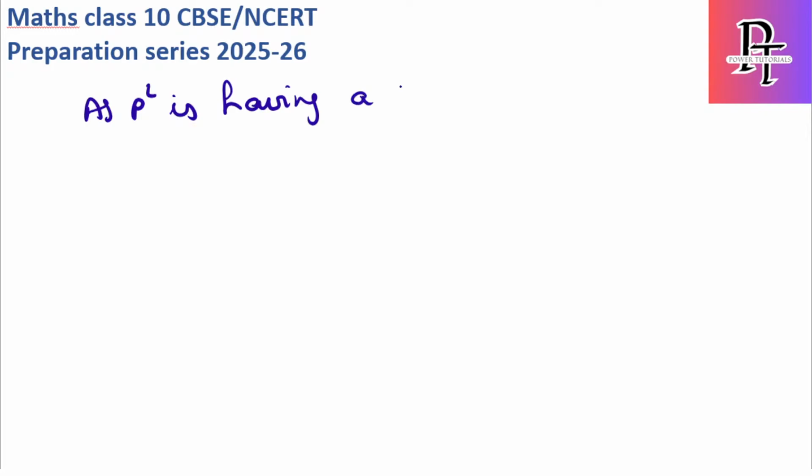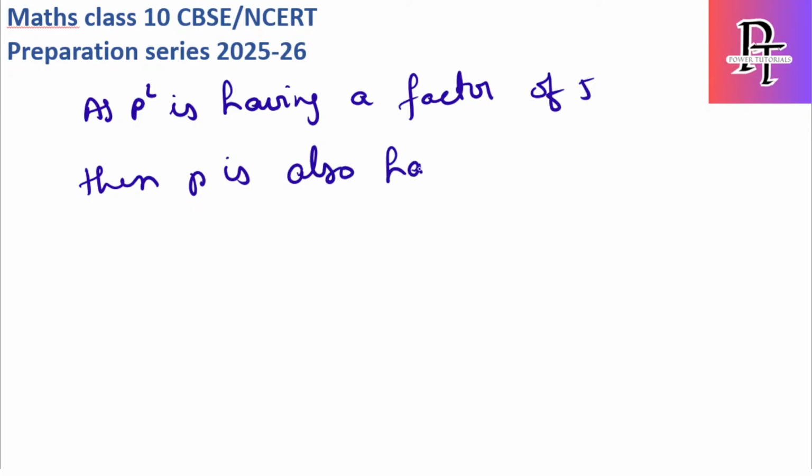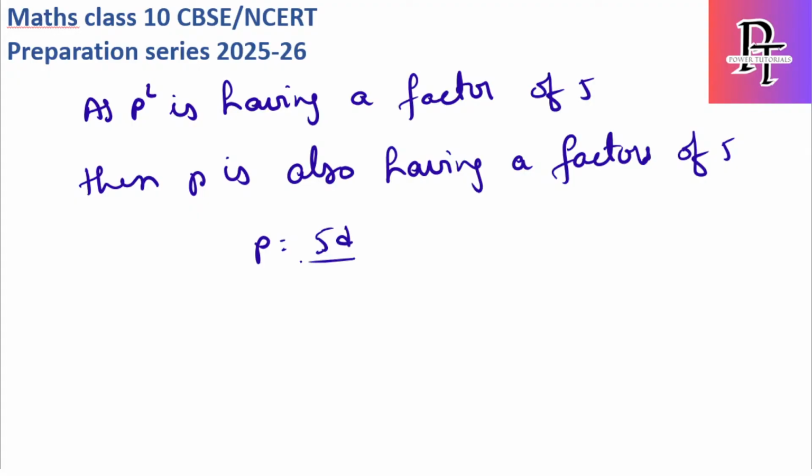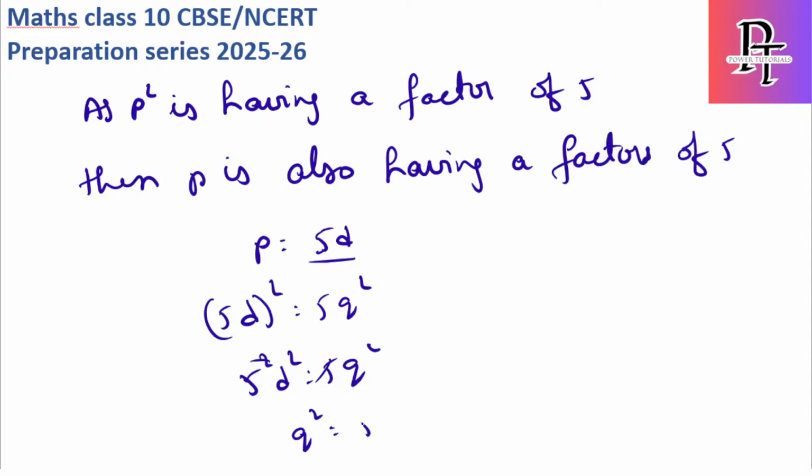Since p square has a factor of 5, then p also has a factor of 5. So how can I write? I can replace p with 5d, for suppose. Now this becomes 5d whole square is equal to 5q square, or 5 square d square is equal to 5q square. 5 gets cancelled out, so q square is equal to 5d square.